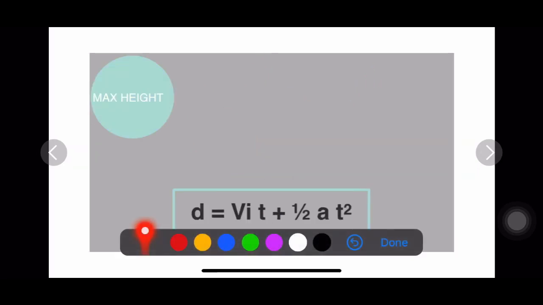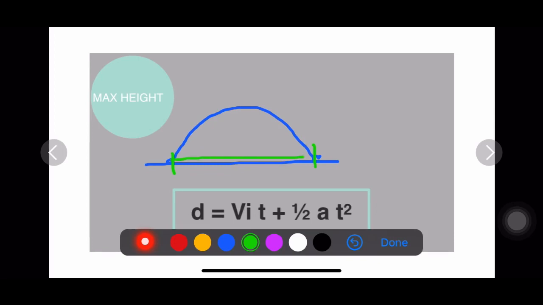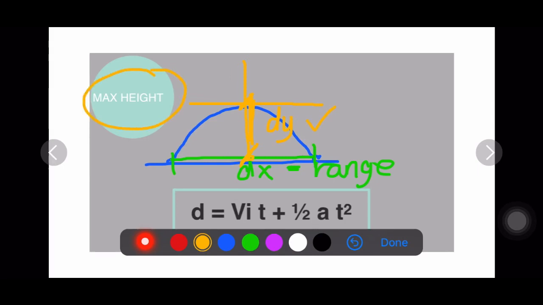Next is the maximum height. Here in projectile motion, we have two positions since there are two components involved. So you have the position along the x-axis. When you throw a ball, for example, along the x-axis you have the position dx. That's called the range of the projectile. Along the y-axis, from the ground up to the maximum height, this is what you call dy. So we have two positions that we're going to solve here: the dy, which is called the maximum height, and also the dx, which is called the range of the projectile.